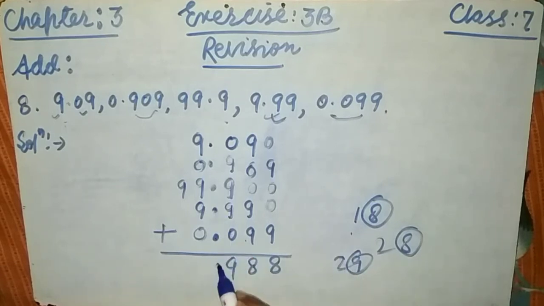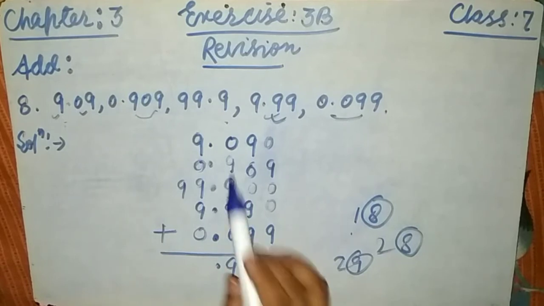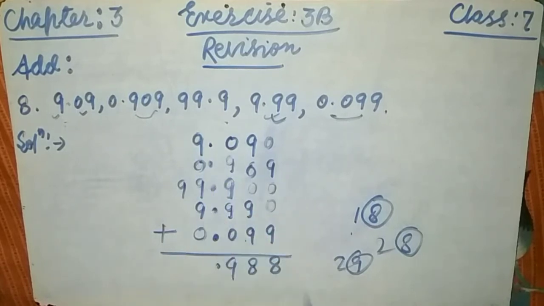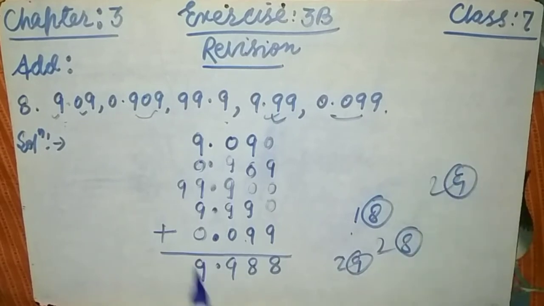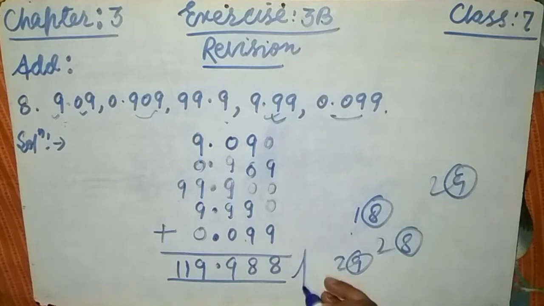So here is the point. 2 is carried. Remember, 9, 9, 9, 3 times 9 is 27, plus 2 is 29. Once again 9 is here and 2 is carried, and 9 plus 2 is 11. So friends, this is your answer. I hope you will understand. Very good.